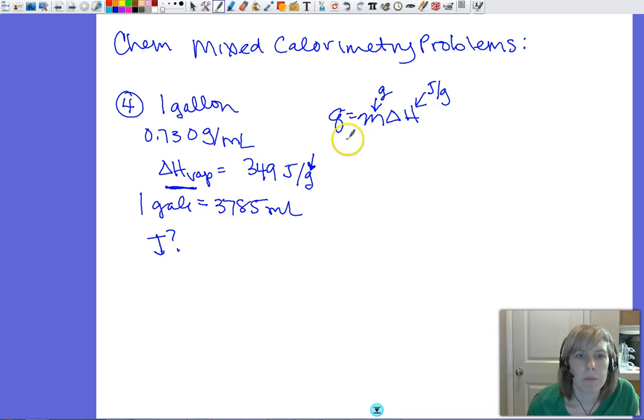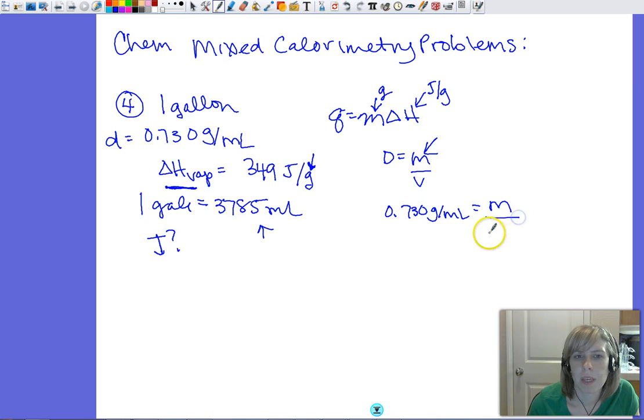So I don't have grams right now. I have density and I have volume. So my first thing I can do is solve a density equation for mass. So I take my 0.730 grams per milliliter equals M divided by 3,785 milliliters.